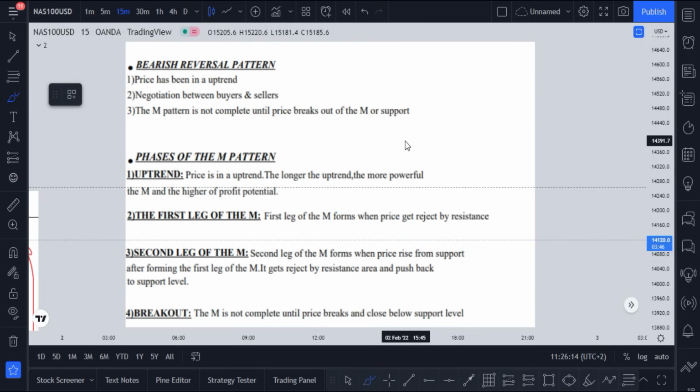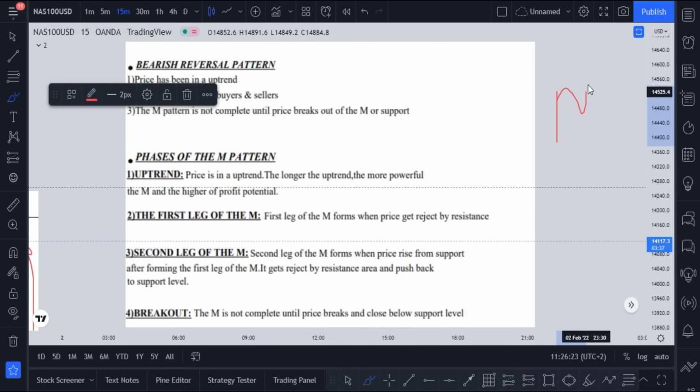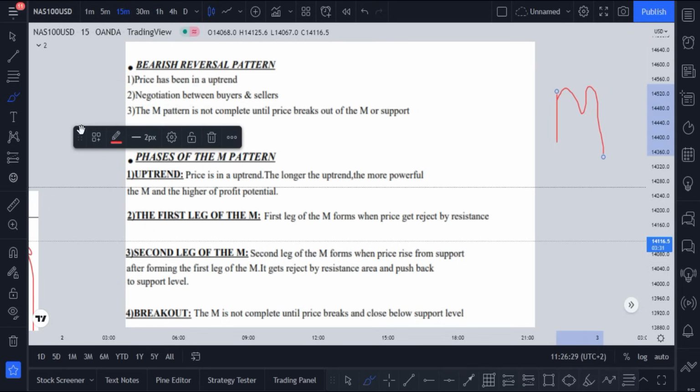So price has been in the uptrend, but now the negotiation between buyers and sellers is happening when the market is coming back to this zone and then going back to retest the zone before pushing down again, right? So there's basically some negotiations happening there between the buyers and sellers, right? Before the sellers basically take control and then move the market down. Now the M pattern is not complete until price breaks out of the M or the support. So what we're referring to here is that the M is only complete once it breaks past this support level that is over here, which is basically our neckline, as we explained a little earlier.